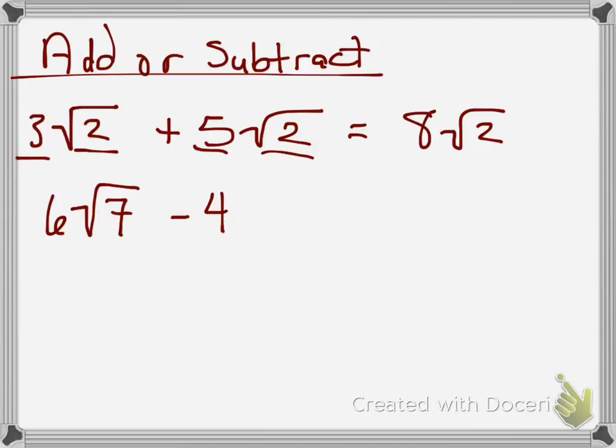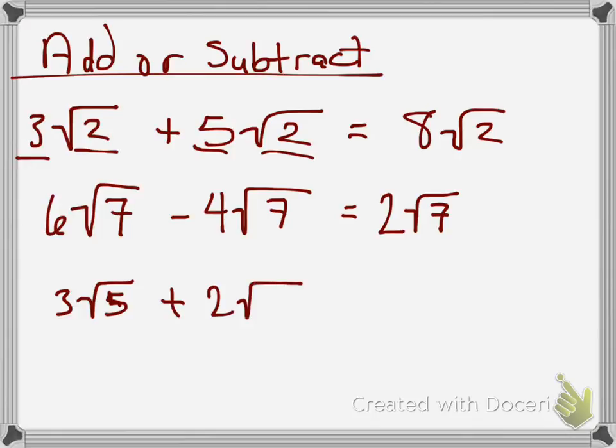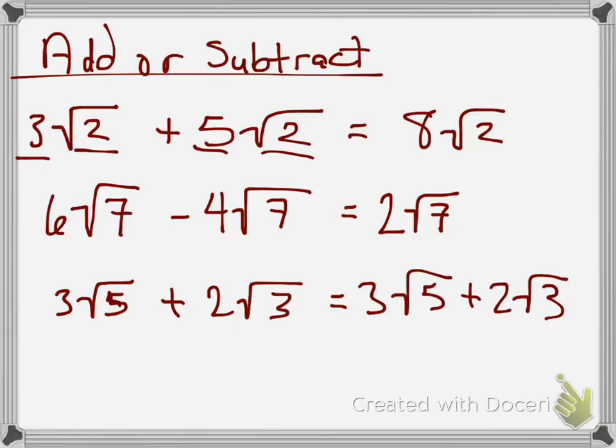Okay? So how about something like this? 6 square root of 7 minus 4 square root of 7. Well, that would be 2 square root of 7 because 6 minus 4 is 2, and the square root of 7. Well, what happens if they're different? Like 3 square root of 5 and 2 square root of 3. Well, there ain't nothing you can do with that. So the answer is just what the problem was: 3 square root of 5 plus 2 square root of 3. And that's it. So the idea here is they've got to be the same to be able to add.